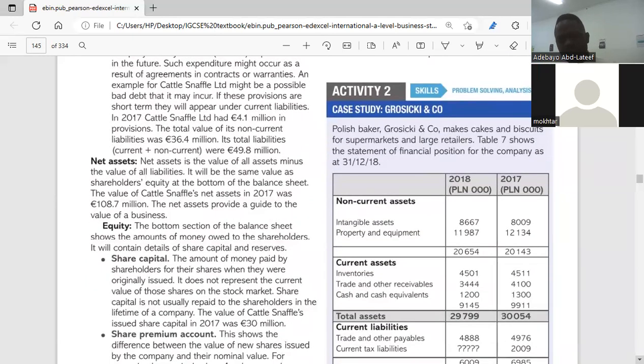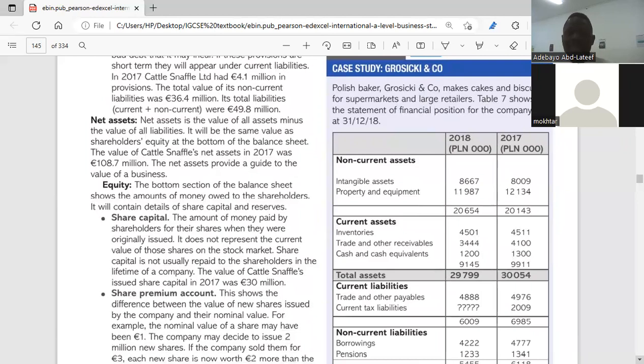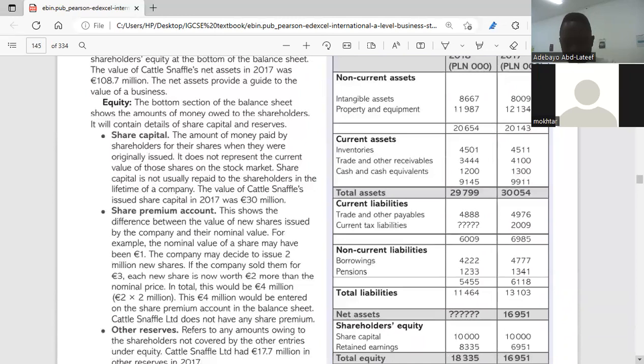Then we have equity. When you talk about equity, we're talking about the capital. So how does a business come up with equity? We have the share capital. This is the amount of money paid by shareholders. Then we have the share premium account. This shows the difference between the value of new shares issued by the company and their nominal value. So for the share premium, the value of the share is there, and the nominal value.